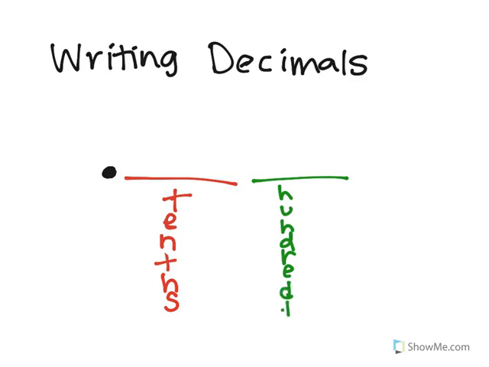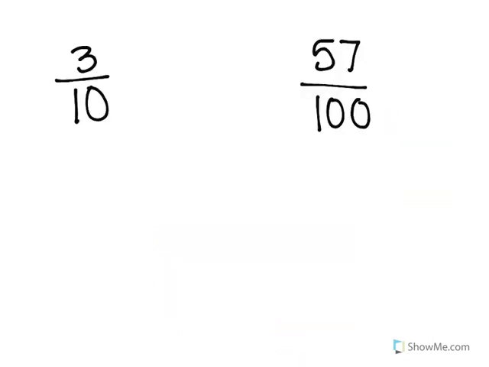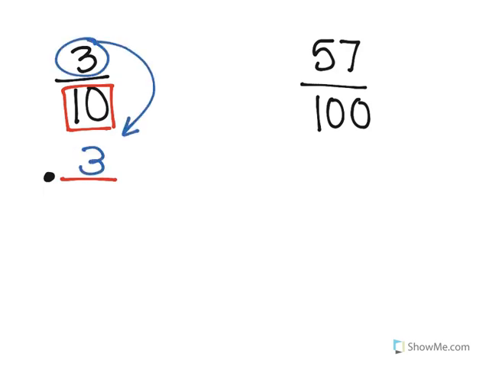Hundredths place. Okay, there is no ones place. That is not a thing. It goes tenths, then hundredths. So if I look here, I can see this is in the tenths place because the denominator is 10. So I draw my decimal point and I put my line for the tenths place. And then I bring my 3 down and put it on top.